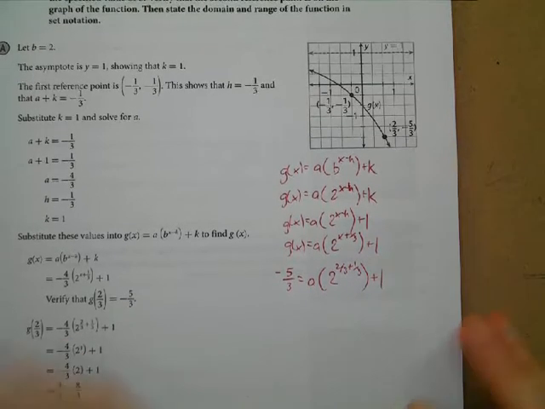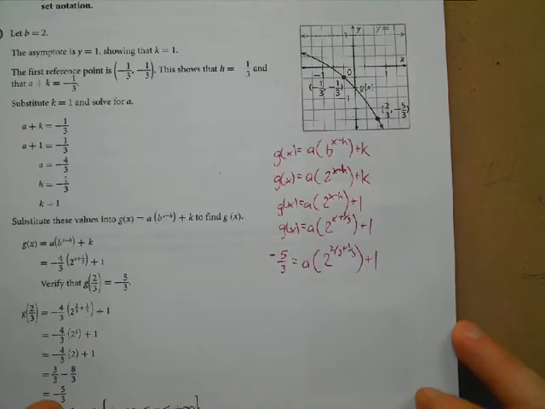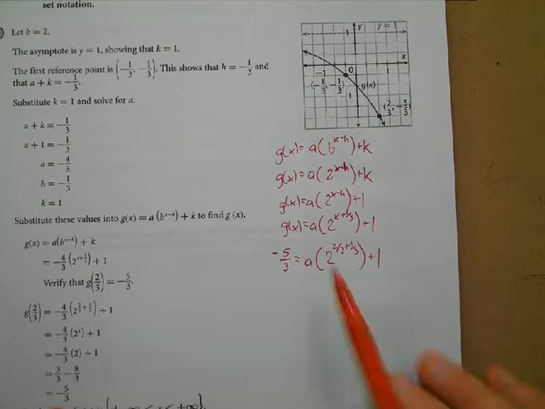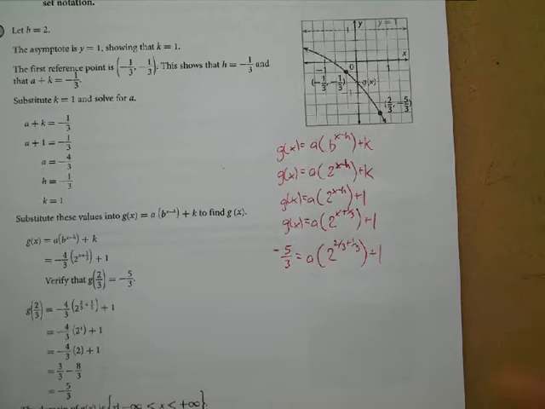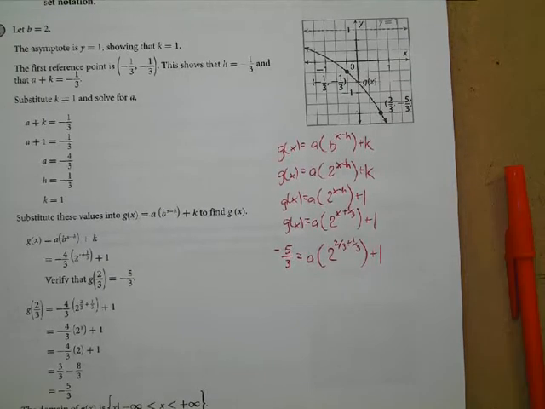There's our a. We want to get that by itself. Simplify the exponent. Okay, so what's 2/3 plus 1/3? It's 1, yeah. So we have a times 2 to the 1 plus 1.